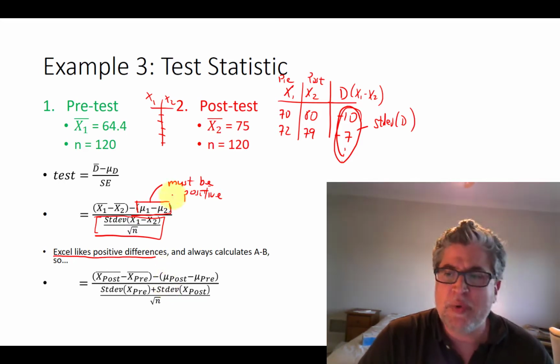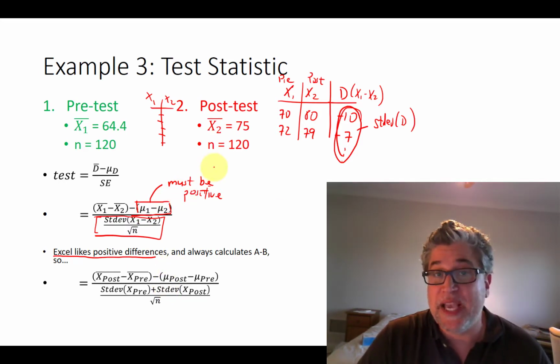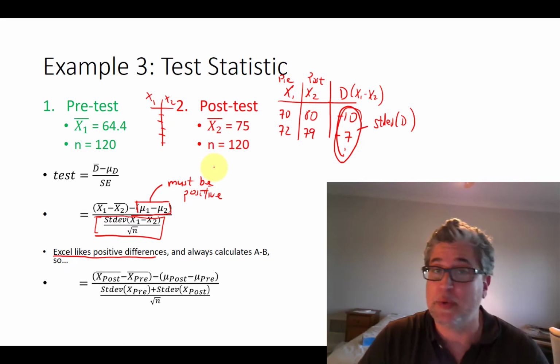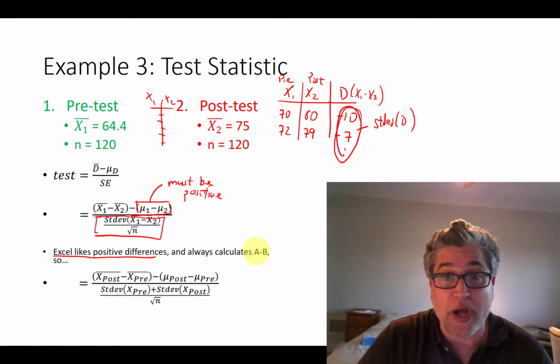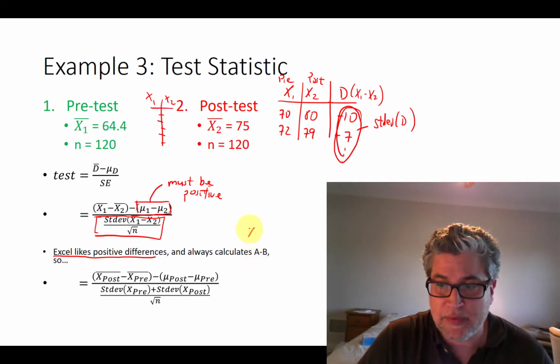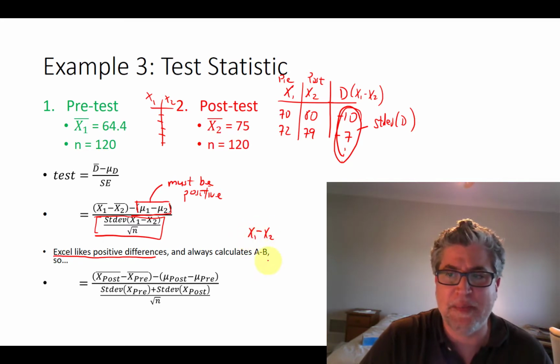And the other thing is, when we're entering our data into the Data Analysis ToolPak, which we'll see in a second, whichever variable we list as variable 1, so we'll have x1 and some variable x2, it's always going to do x1 minus x2.